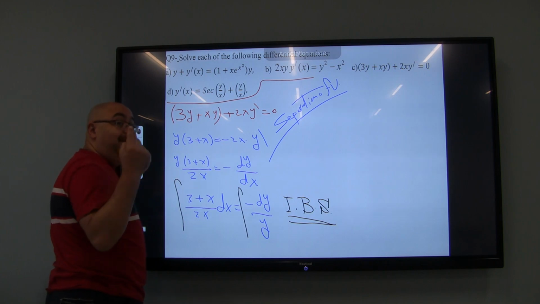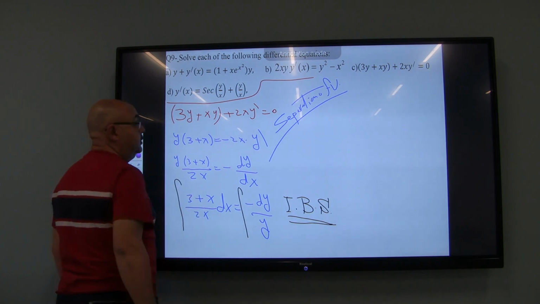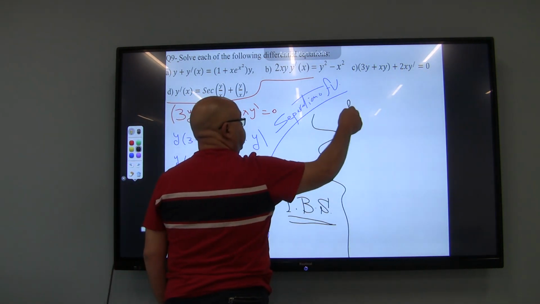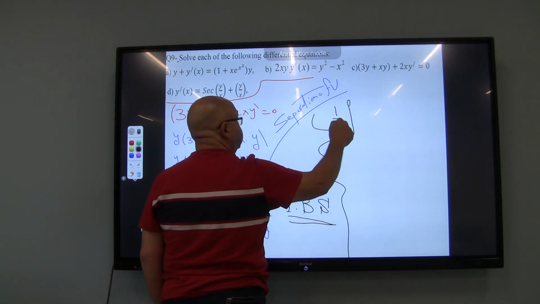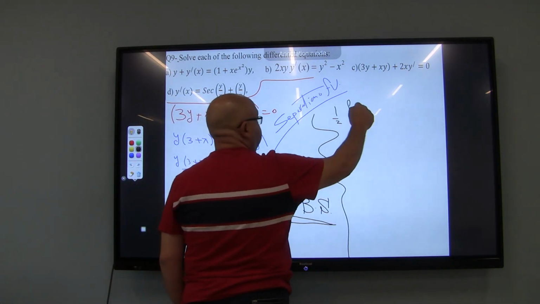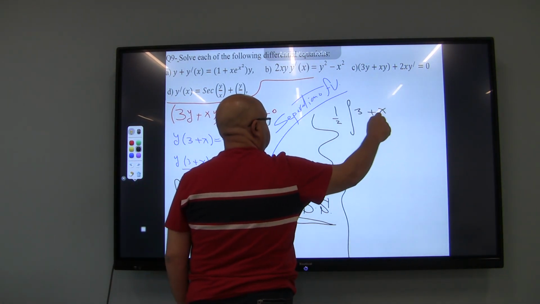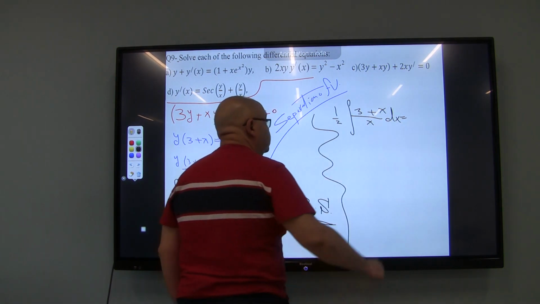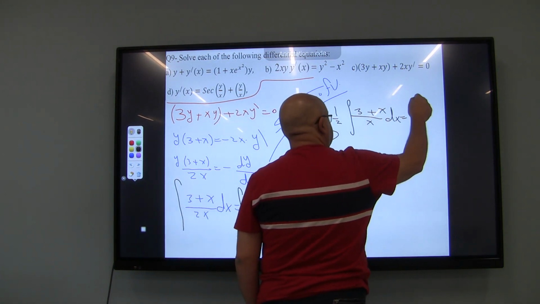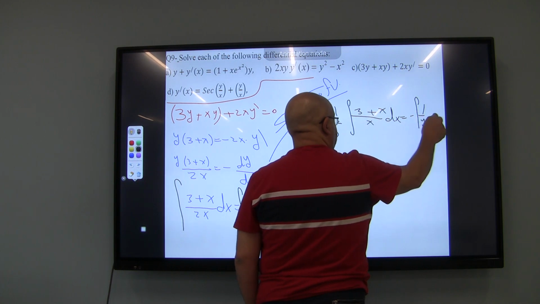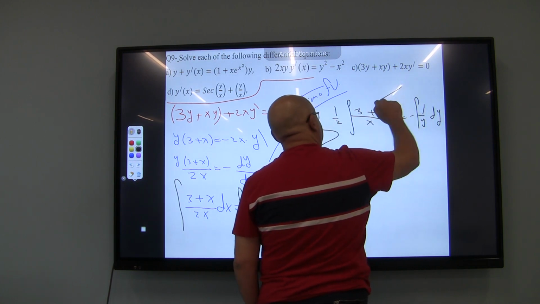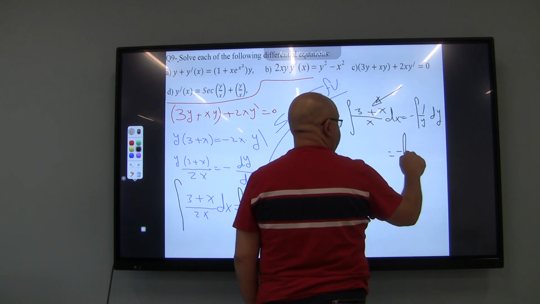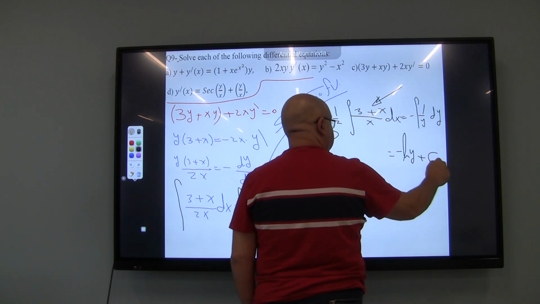I need ideas about the integration of this part. Someone tell me? I want to integrate, I will take the half outside. So I will have 3 plus x over x dx equal to a minus integration of 1 over y dy. I need ideas about this one. This one is going to be simple: negative ln of y plus a constant of integration.